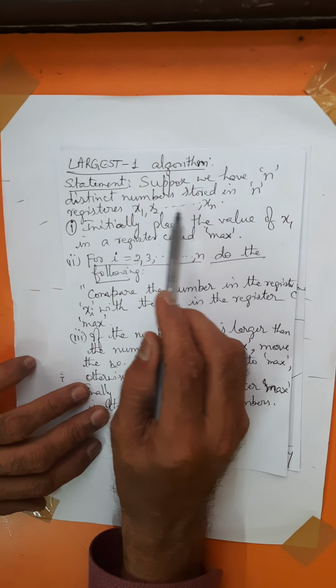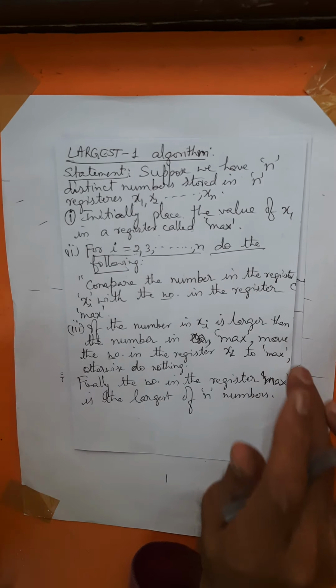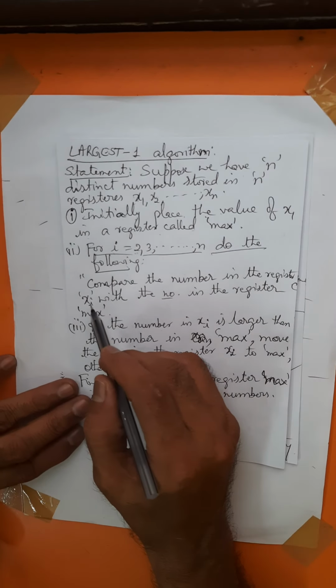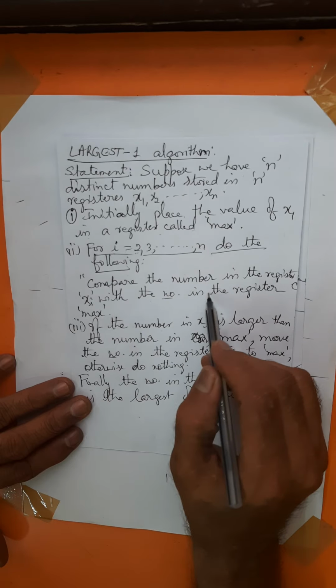For i equal to 2, 3 up to n, do the following. What you have to do? Compare the number in the register xi with the number in the register max.